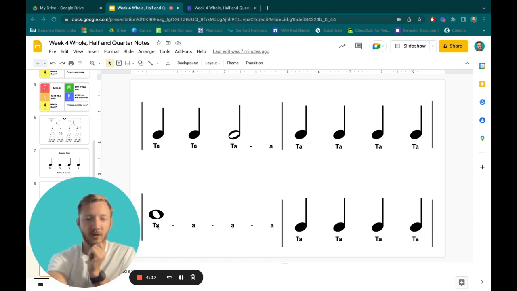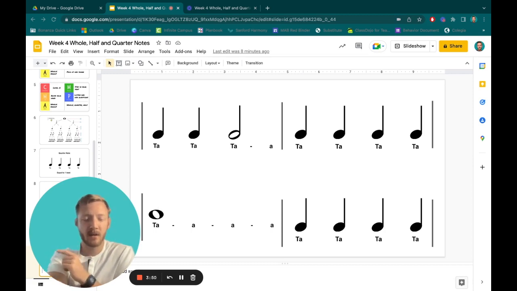Cool? Let's try the bottom line. If you notice, we have this symbol here. What was this one again? Good, this is a whole note, so it's worth how many beats? Should be four beats. 1, 2, 3, 4. Let's try it together. Ready? 1, 2, this is our beat. Go ta, ta, ta, ta, ta. Let's try that bottom line again.